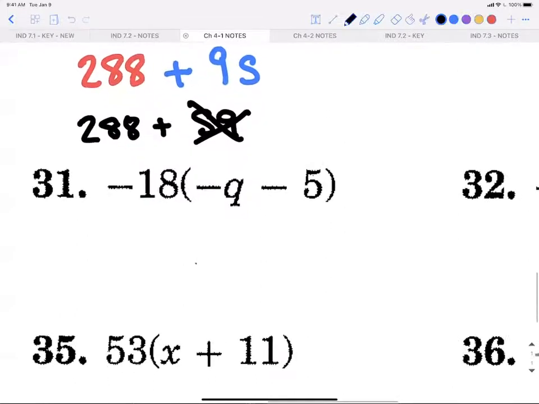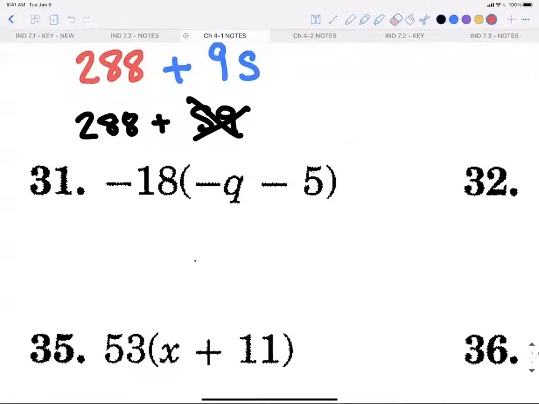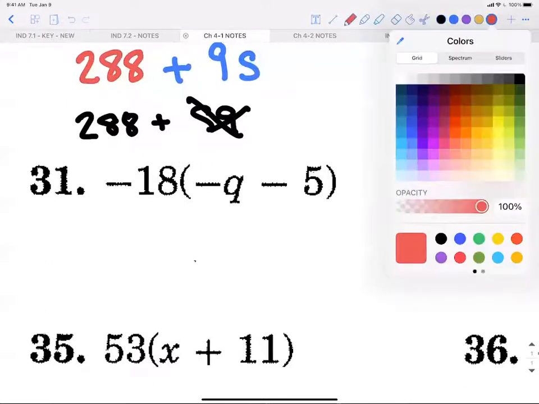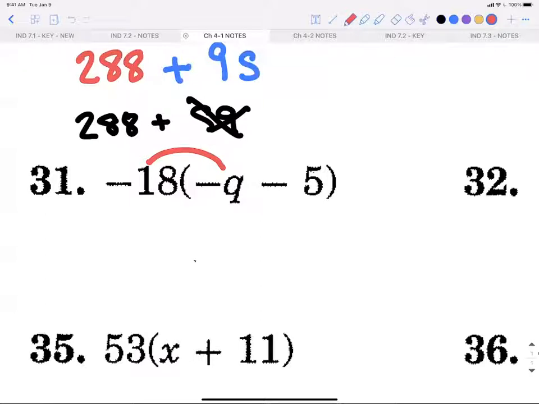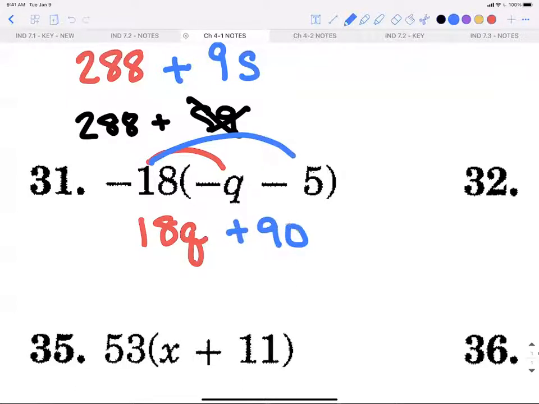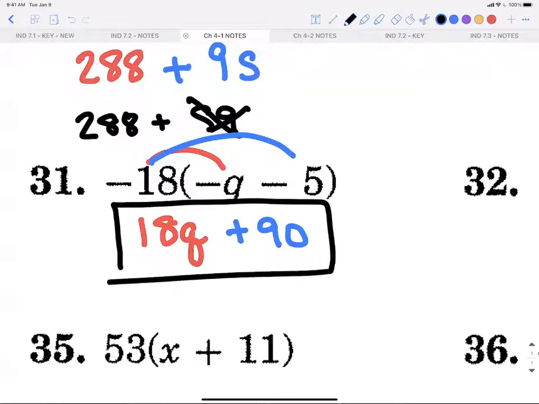You don't even have to put this in your notes if you feel like you have a good grasp on it, but I just want to do a few here. Negative 18 times negative q. Again, a negative times a negative gives you a positive 18q. And then negative 18 times negative 5. Well, a negative times a negative is positive, and it's 90. And again, because you have a q and a non-q, you can't combine them, so that simply becomes your answer. Okay? Pretty good on 4-1.